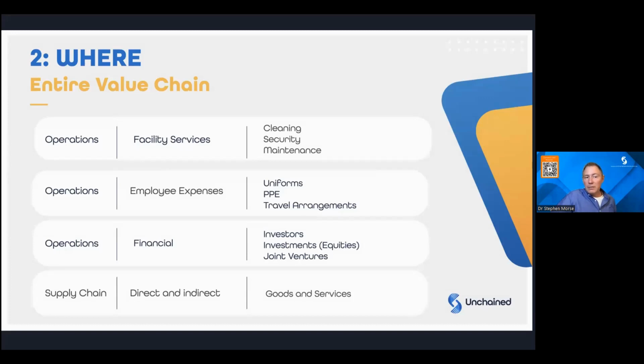The second area of operations has to do with the employee expenses themselves, and this is where companies procure technology and uniforms and PPE and make travel arrangements. So this is an area of risk for organizations as they think through the kind of services and provisions they are using for the actual workforce themselves.